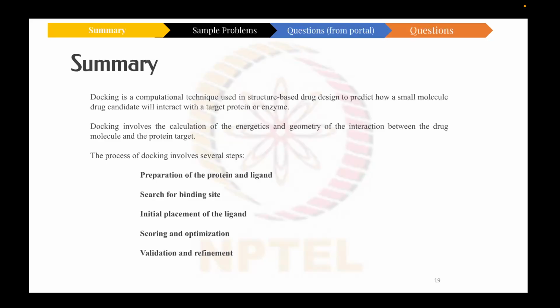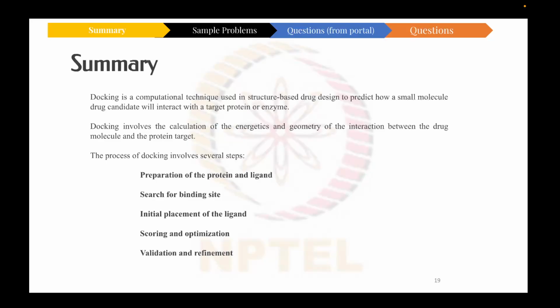The interactions between the ligand and protein are assessed using a scoring function, evaluating the energy and geometry of the complex. The aim is to find the optimal orientation and conformation of the ligand that maximizes the binding affinity and specificity. Ligands are ranked based on the predicted binding affinities.